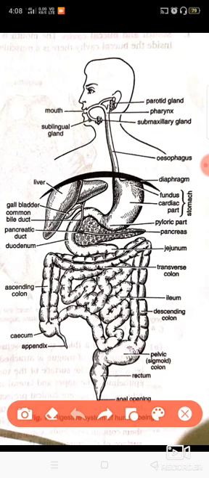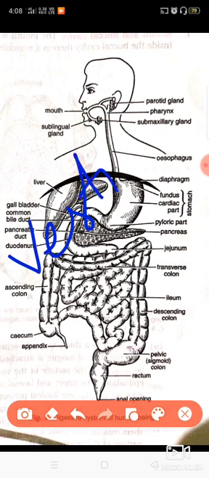Cecum has this tail-like structure. You can see this structure which is hanging from the cecum. It is known as the appendix. These two parts, cecum and appendix, have no role in digestion or absorption. These are known as the organs which are not functional. These are the vestigial organs.